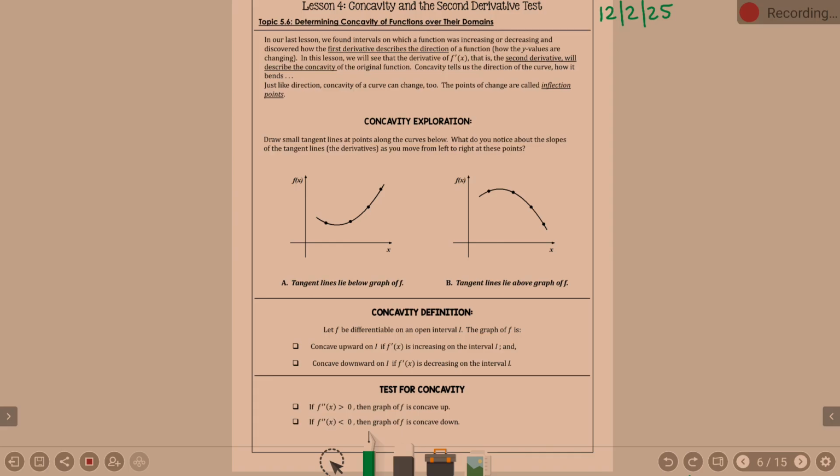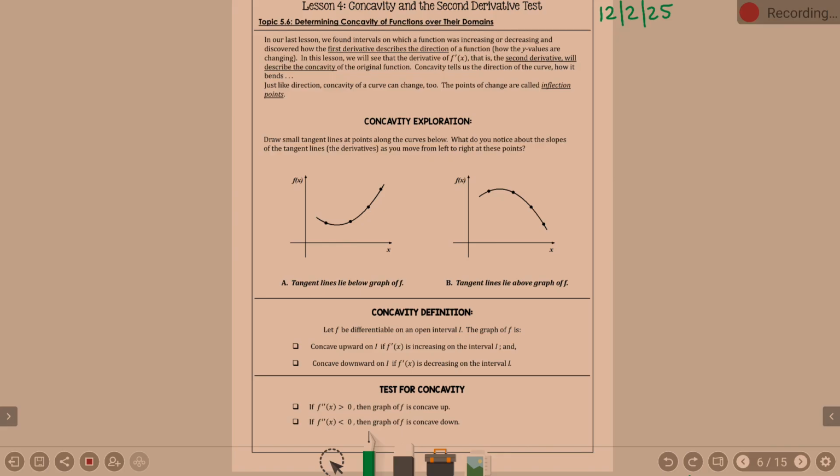So in our last lesson, we found intervals on which a function was increasing or decreasing and discovered how the first derivative test describes the direction of the function, or in other words, how the y values are changing. In this lesson, we see that the derivative of f prime of x, the second derivative, will describe the concavity. Concavity tells us the direction of the curve or how it bends. Just like direction, concavity of a curve can change too, and the points of change are called inflection points.